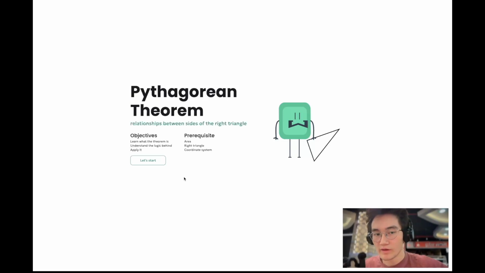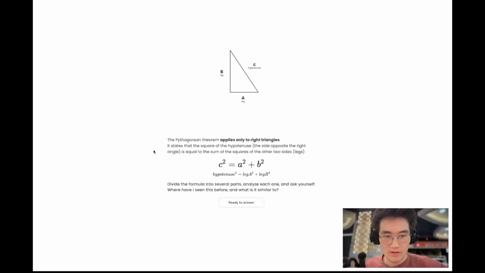So Pythagorean theorem, relationships between sides of the right triangle. Objective: learn what the theorem is, understand the logic behind it, apply it. Prerequisites: area, right triangle, coordinate system. So the Pythagorean theorem applies only to right triangles. It states that the square of the hypotenuse, the side opposite the right angle, is equal to the sum of the squares of the other two sides, legs.